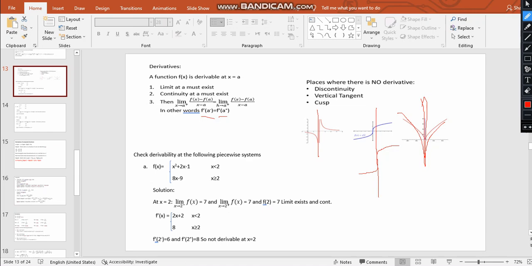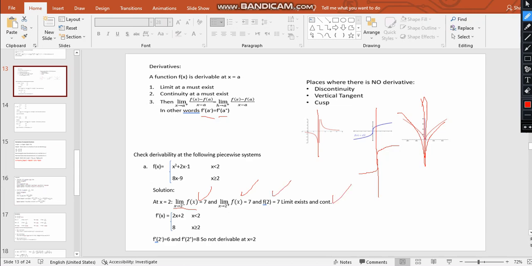Okay? Check derivability of the following piecewise function. First of all, before we start, we need to check that it's continuous. We don't go directly to the derivative. We check if it's continuous. If it's continuous, we continue. So at x equal to 2, f of 2 minus and f of 2 plus: here, at 2 minus, you're going to get 8 minus 1, 7. At 2 plus, 16 minus 9 is 7. And f of 2 equals 7.